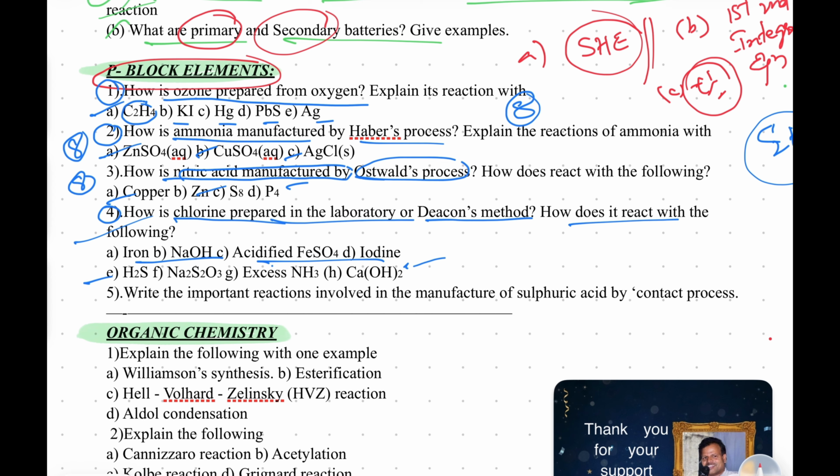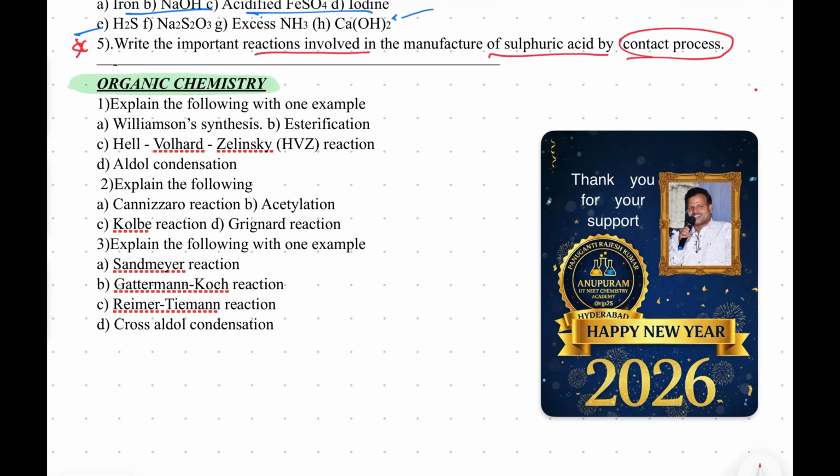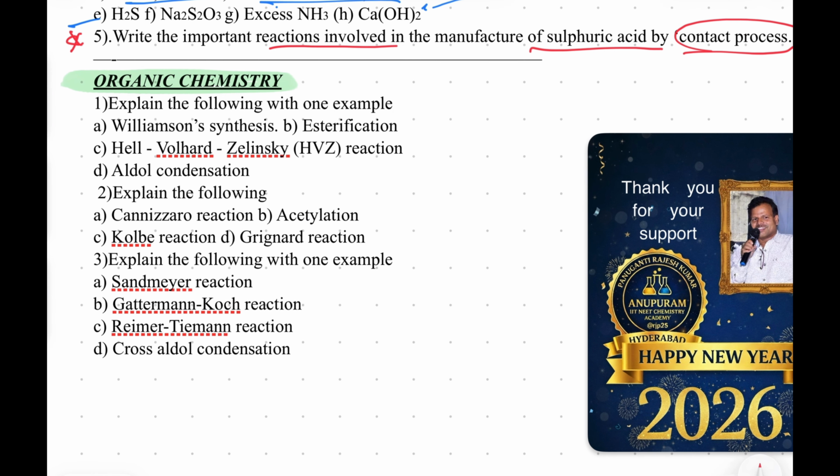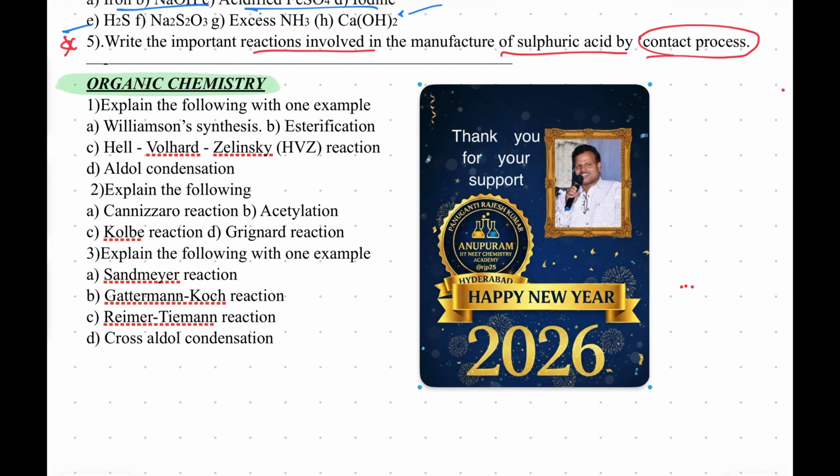Last one, you see, that is the contact process, preparation of sulfuric acid. This is also asked in examination, very rarely, but the first, second, third and fourth ones are most important from the P block elements. Clear? Yes, right. We'll go for, last but not least, organic chemistry.